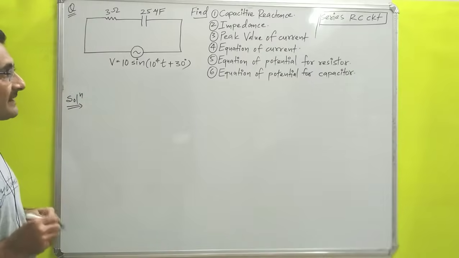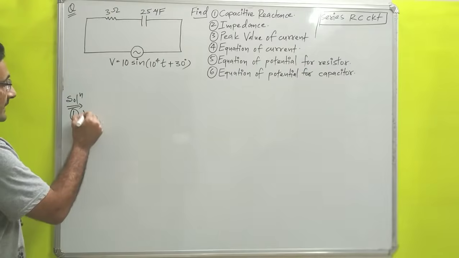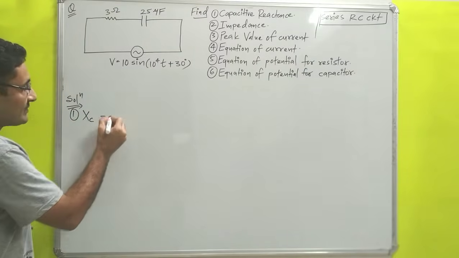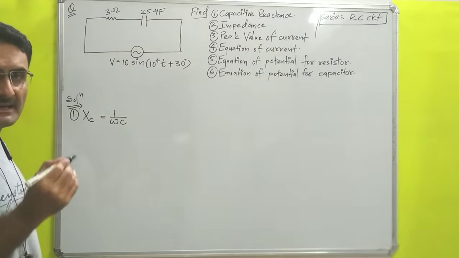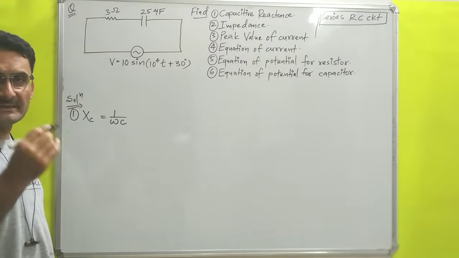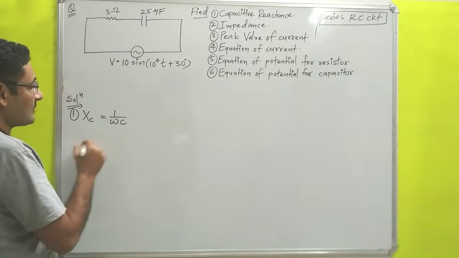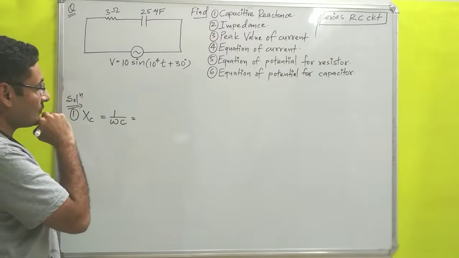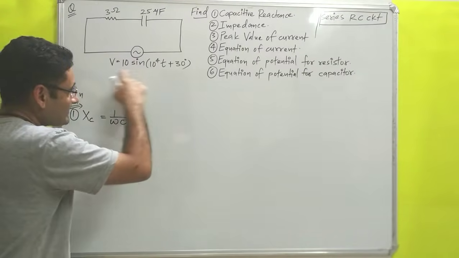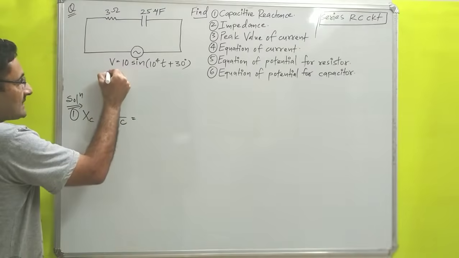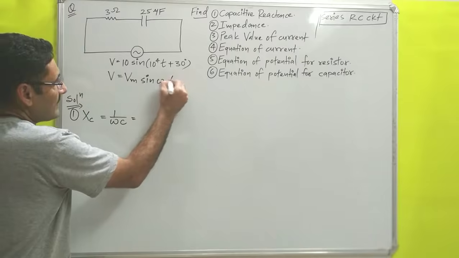First is capacitive reactance. Capacitive reactance is denoted by Xc, and whose value is what? If you have remembered, 1 upon omega C, like inductive reactance XL is equals to omega L. So Xc is equals to 1 upon omega C. Now omega is not given, so what we will do, we will compare this equation with the standard equation, and the standard equation is V is equals to Vm sine of omega t.